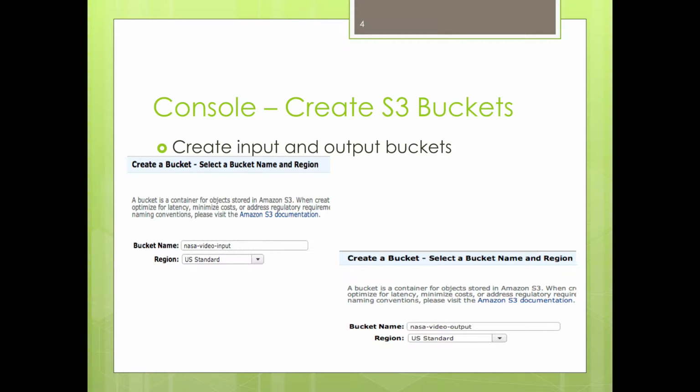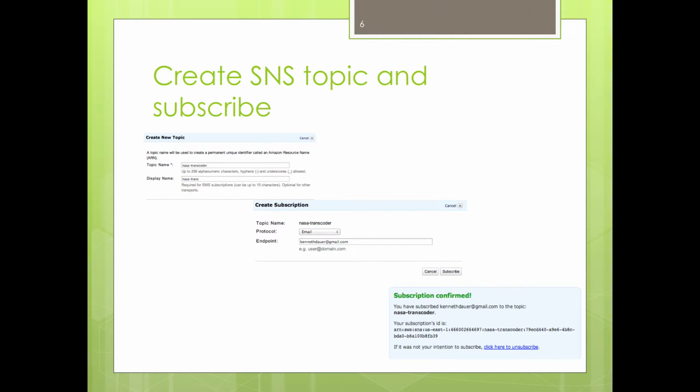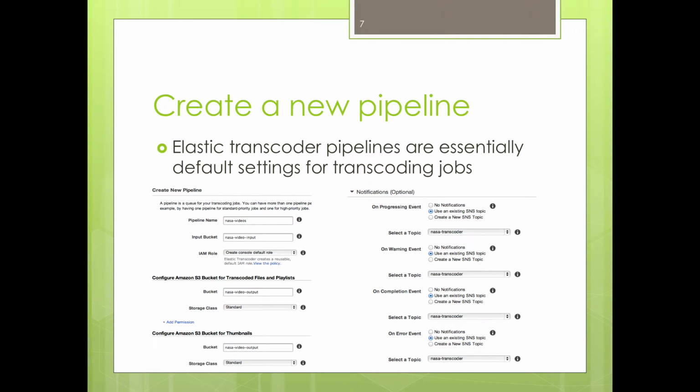Very simple. We start by creating S3 buckets, which we've already done previously in the course. We create one bucket for video input and one for video output. The input bucket is where we upload our files. So you can see right here I uploaded 6 files, public domain, downloaded from NASA. I like to create an SNS topic and subscribe to this topic so that Amazon will let me know the progress of my jobs. Optional, but I recommend it.